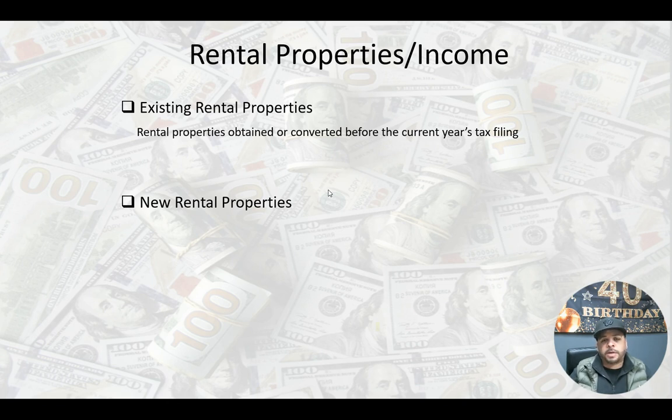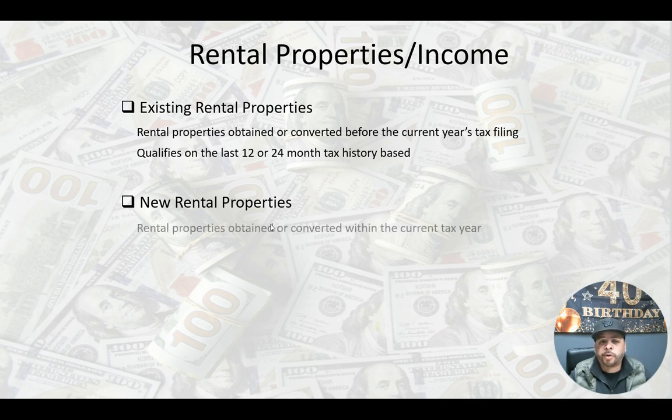With existing rental properties, our timeline is going to be, when did you actually get it, and is it in the tax returns? So if the tax returns show the rental property already, that's going to be an existing rental property. And we're going to use the tax returns in order to qualify that income. And same thing, just like with the variable, you'll look at a 12-month and a 24-month average, and then based on that, you'll qualify with the worst case scenario.